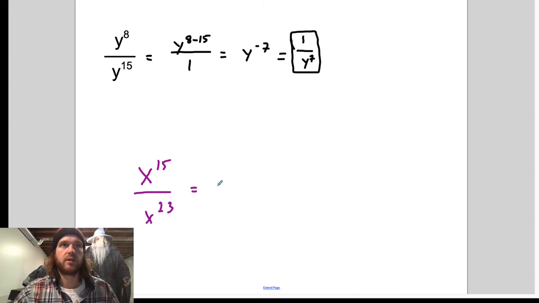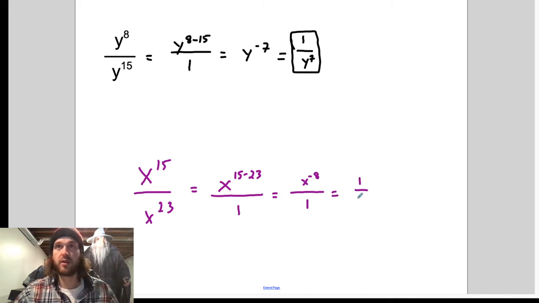Here we go. So we're going to do x to the 15th minus 23, x to the 15th minus x to the 23rd, which is going to give us x to the negative 8th in the numerator over 1, which means we have to move that down to the denominator, which is 1 over x to the 8th. Okay.